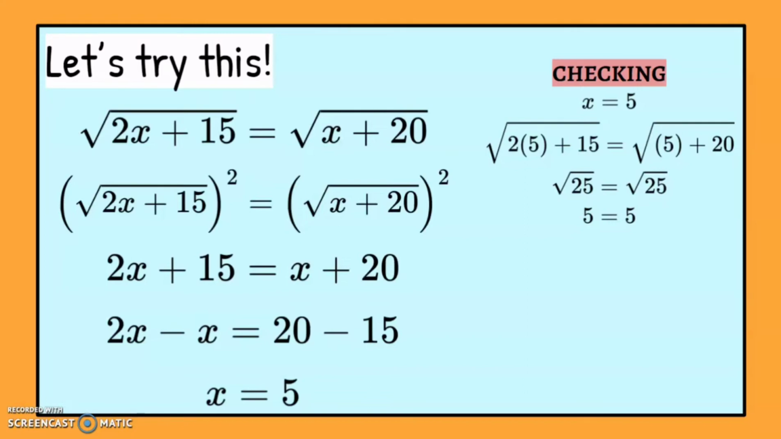Square root of 2 times 5 is 10, plus 15, so we have square root of 25, must be equal to the square root of 5 plus 20, so we have square root of 25. Square root of 25 is 5. As you can see they are equal, then x, which is 5, is a solution to the given radical equation.